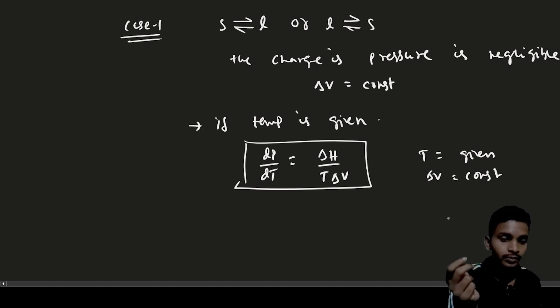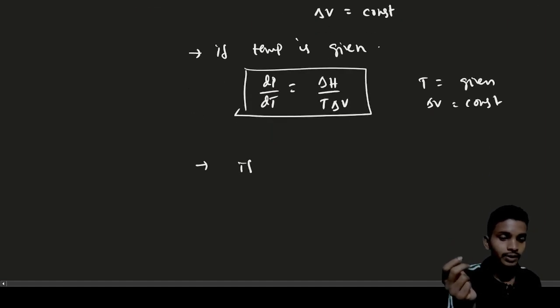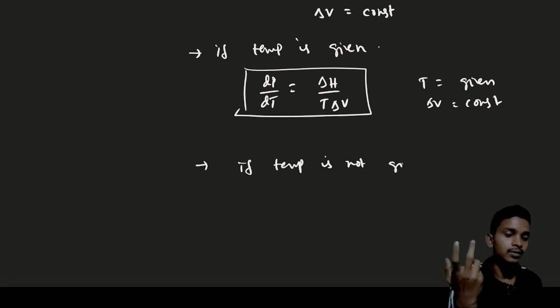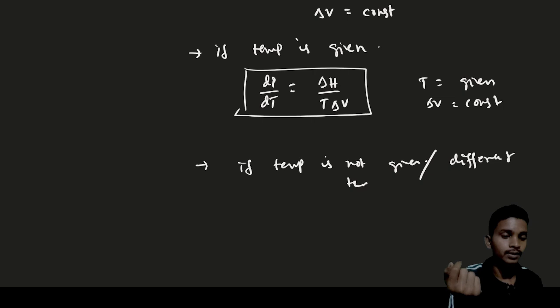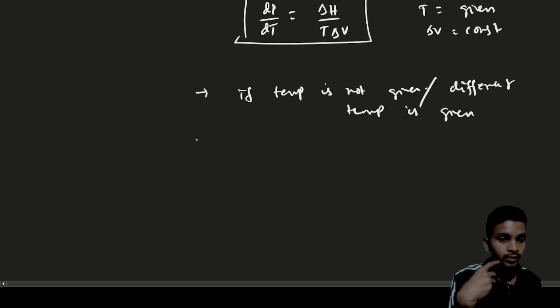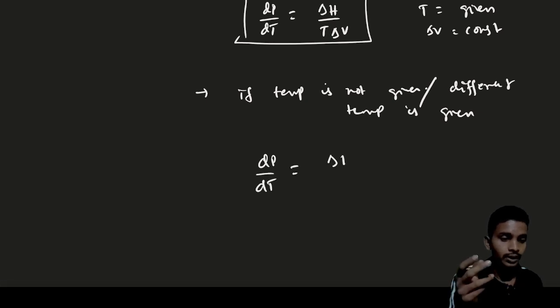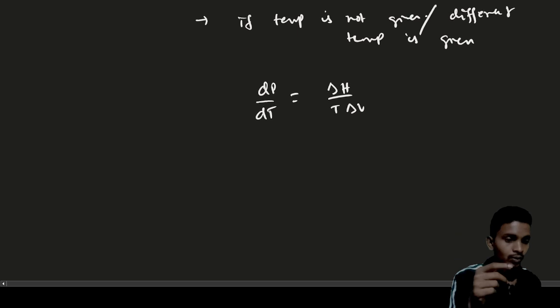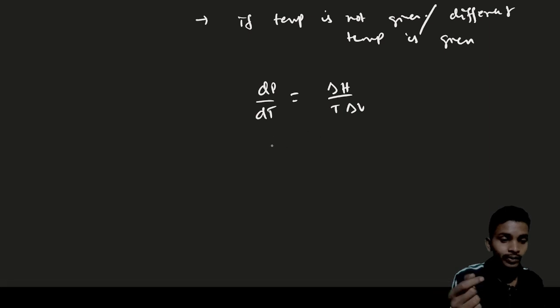And suppose the temperature is not given, or different temperatures are given. In that case, what do you do? The Clapeyron equation says dP/dT = ΔH/(TΔV). If this T is not given to you, then we will do the integration.